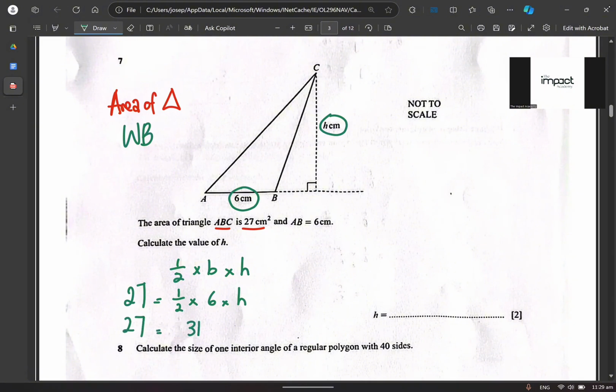Okay, be confident. Tell me what's your answer over here. Very good. 3h is over here, right? Okay, very good. So therefore 3h is equals to 27. H is equals to 27 divided by 3. And therefore h is 9. Am I making sense? Okay, perfect.